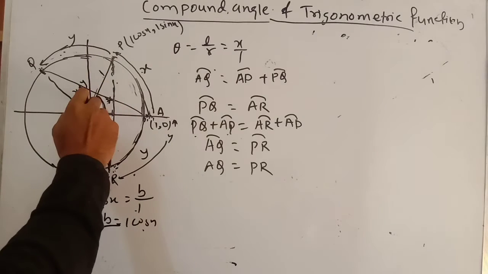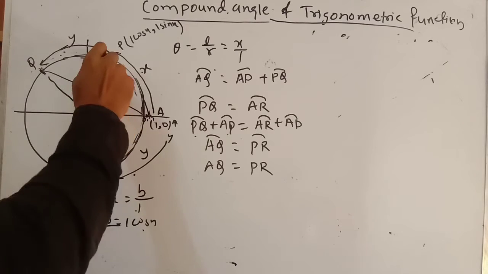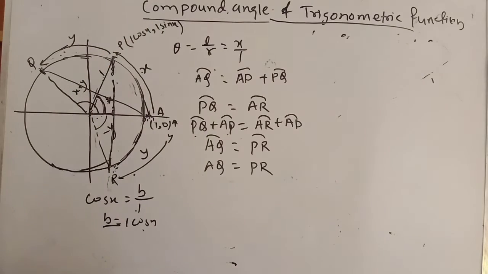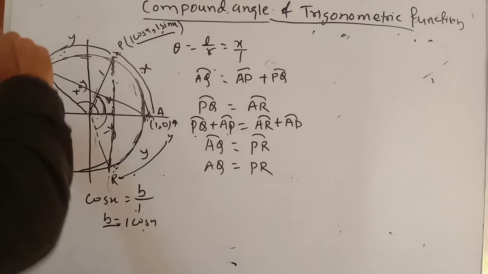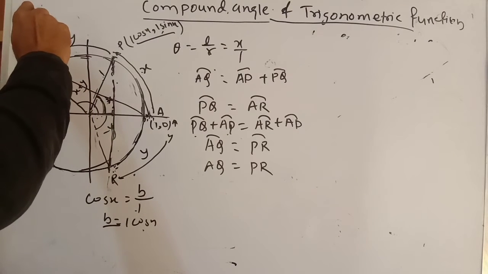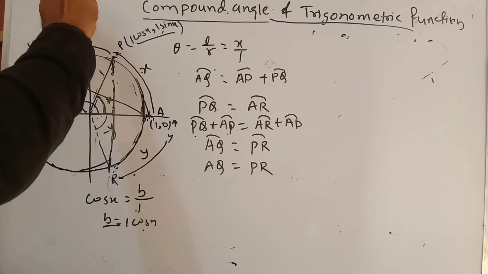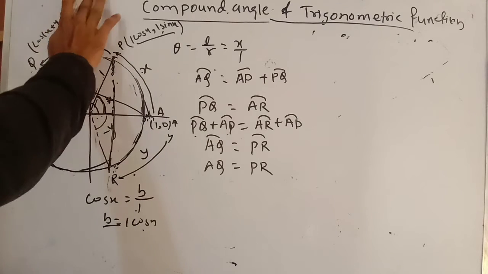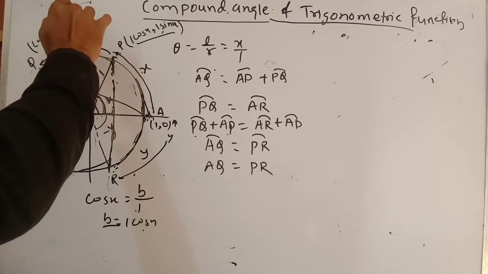Similarly, you can find, when you consider sin x, the perpendicular height is 1 sin x. So the polar coordinate is (1 cos x, 1 sin x). Similarly here you can write the polar coordinate as cos(x plus y) comma sin(x plus y).